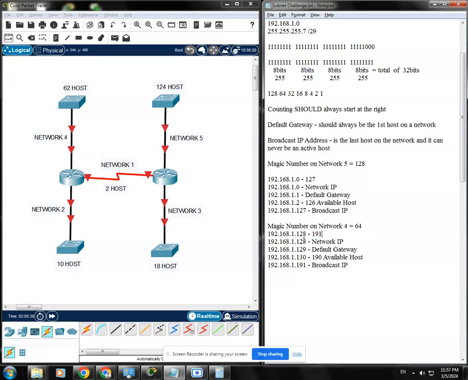And this will be the network IP address, 192.168.1.128. That is the network IP, followed by the first host on this network, which is .129. The available hosts that we can use will be 130 up to 190. We did not put 191 because 191 is for the last host in this network, and it can never be an active host because it is a broadcast IP address.